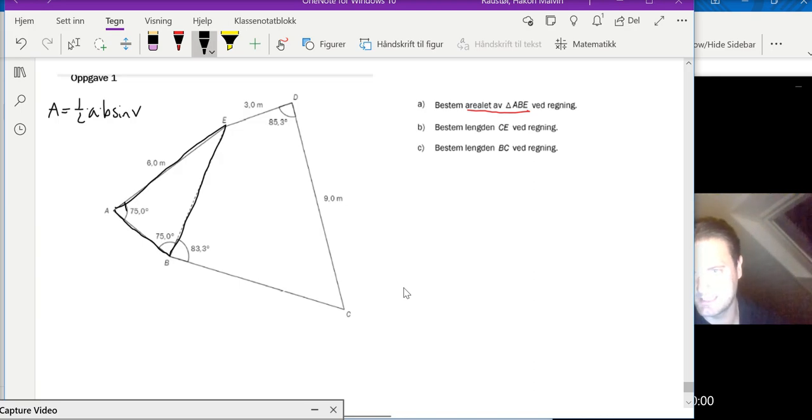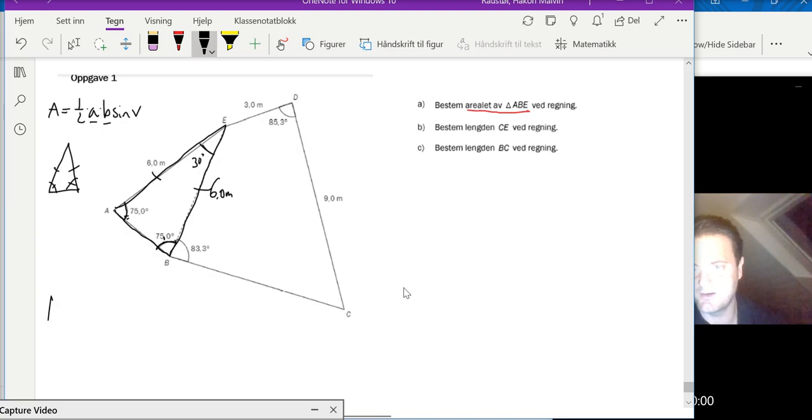And if we look carefully here, we see that this angle is equal to this angle, which means that this side is equal to this side. That's always the case. If we have a triangle with two equal sides, these two angles are equal, and the other way around. So I know that this one is 6.0 meters, this side as well. So now I have two sides, A and B, but I need the angle between them. Of course these two angles are 150 altogether, and we want 180 in a triangle, so this has to be 30 degrees.